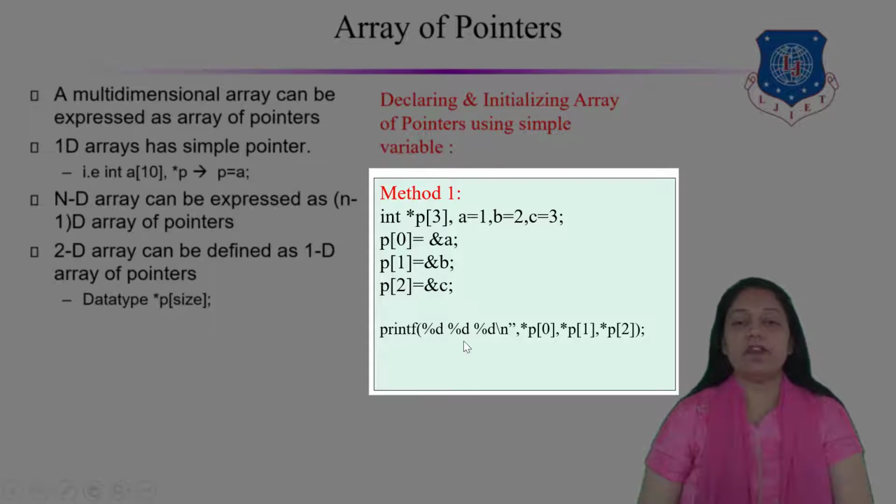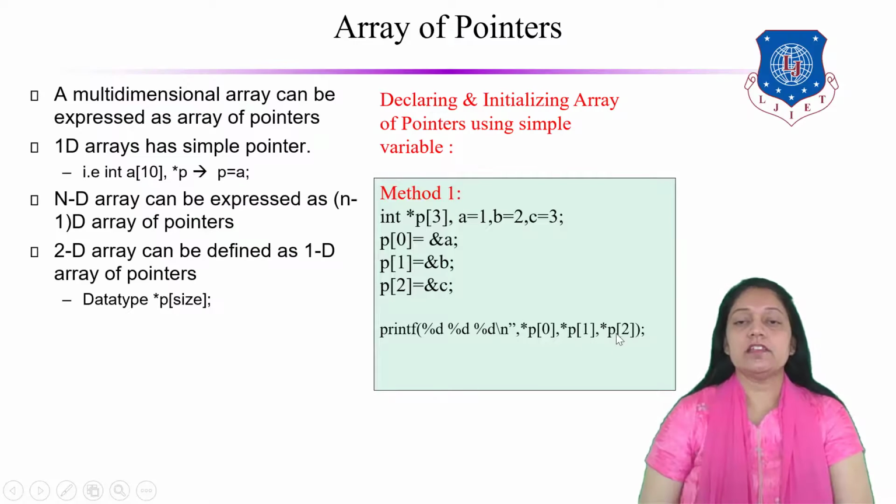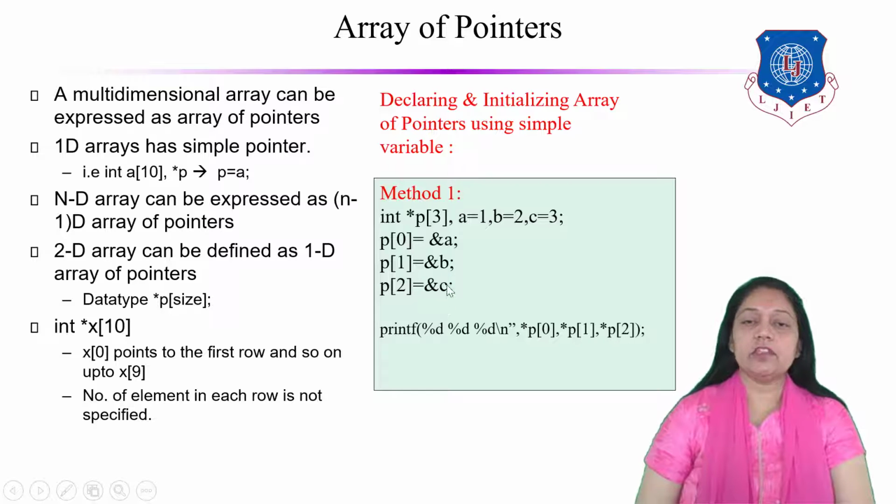Now if I want to display the values 1, 2, 3 using this array of pointers, what I'll do is write %d 3 times because it's an integer value. To display the value 1, p[0], that is my pointer pointing to the first variable, and if I want the value, I'll write *. So *p[0] means I'll get the value 1. If I write simply p[0], I'll get the address of a. Similarly, *p[1], I'll get the value 2. *p[2] means I'll get the value 3. This was the pointers pointing to simple variables.